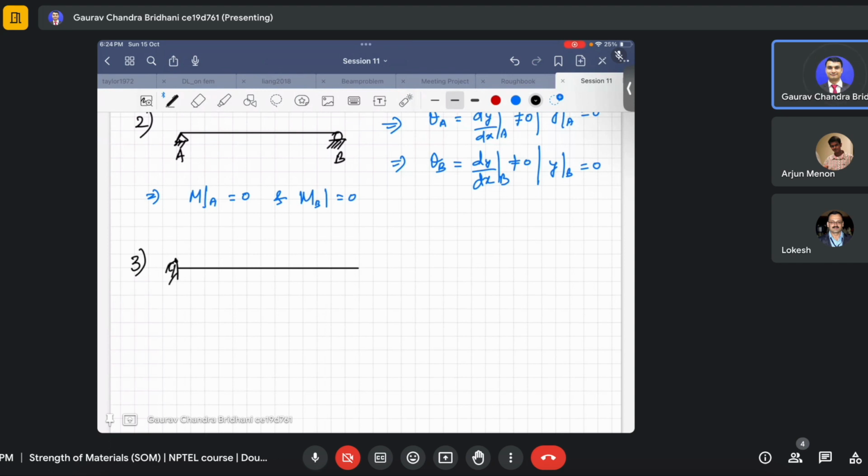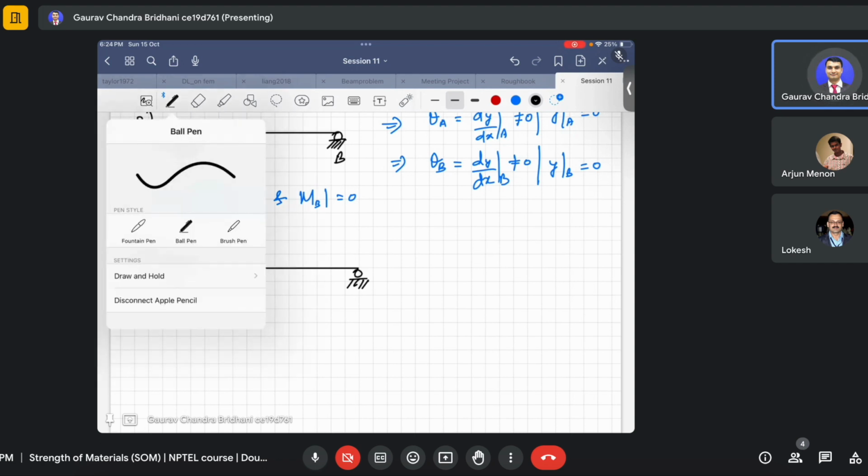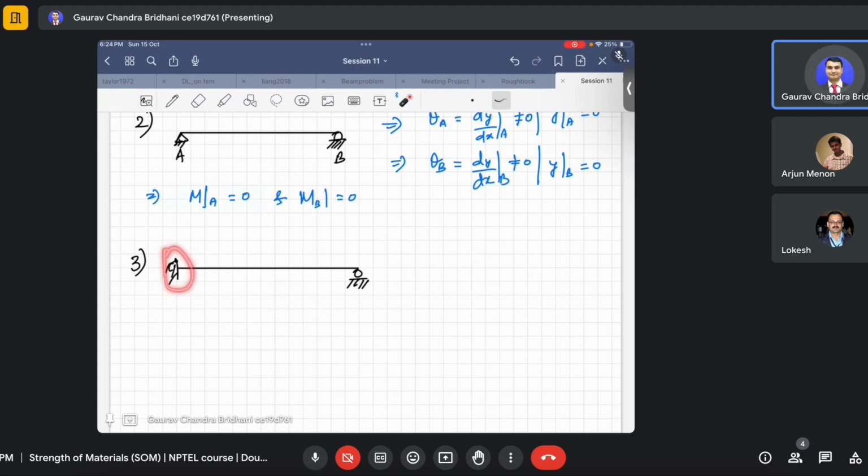So it's a hinge here, it's a roller here. Okay, so what are the boundary conditions for this case? You know that this is a hinge fixed support, this is a hinge support. So you know that the deflection is 0 at fixed support. So the deflection Y at A is 0. Then the slope also, dy by dx at A, is 0.